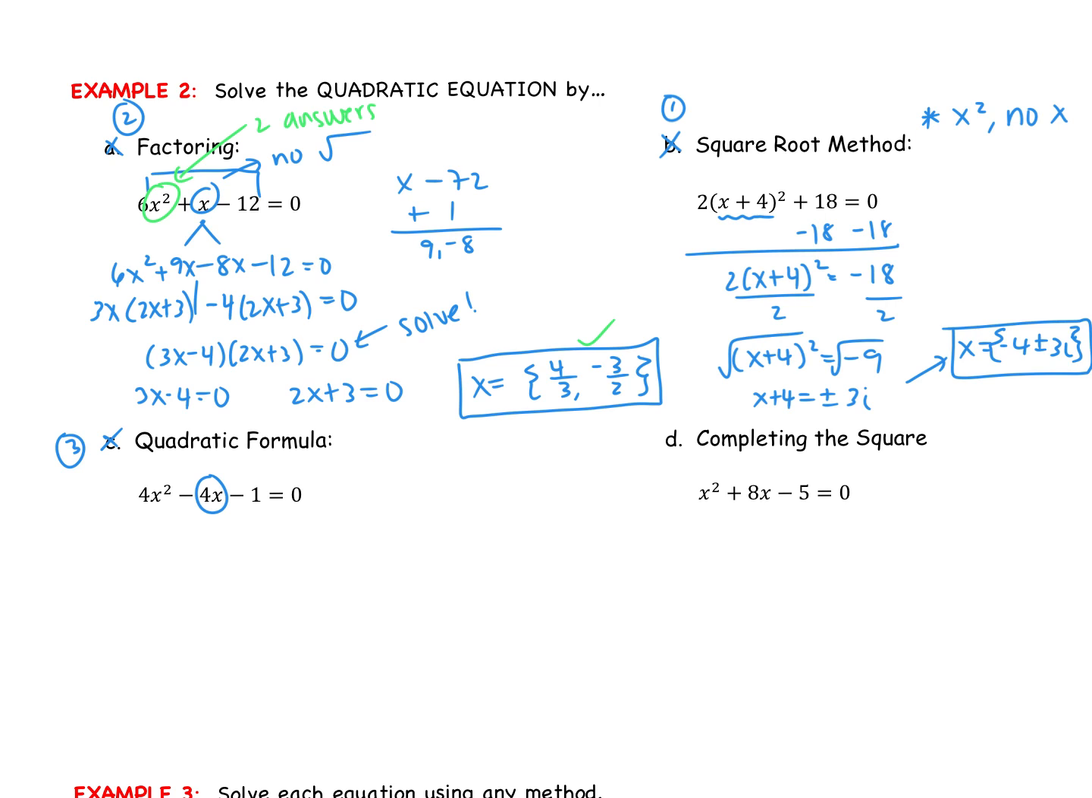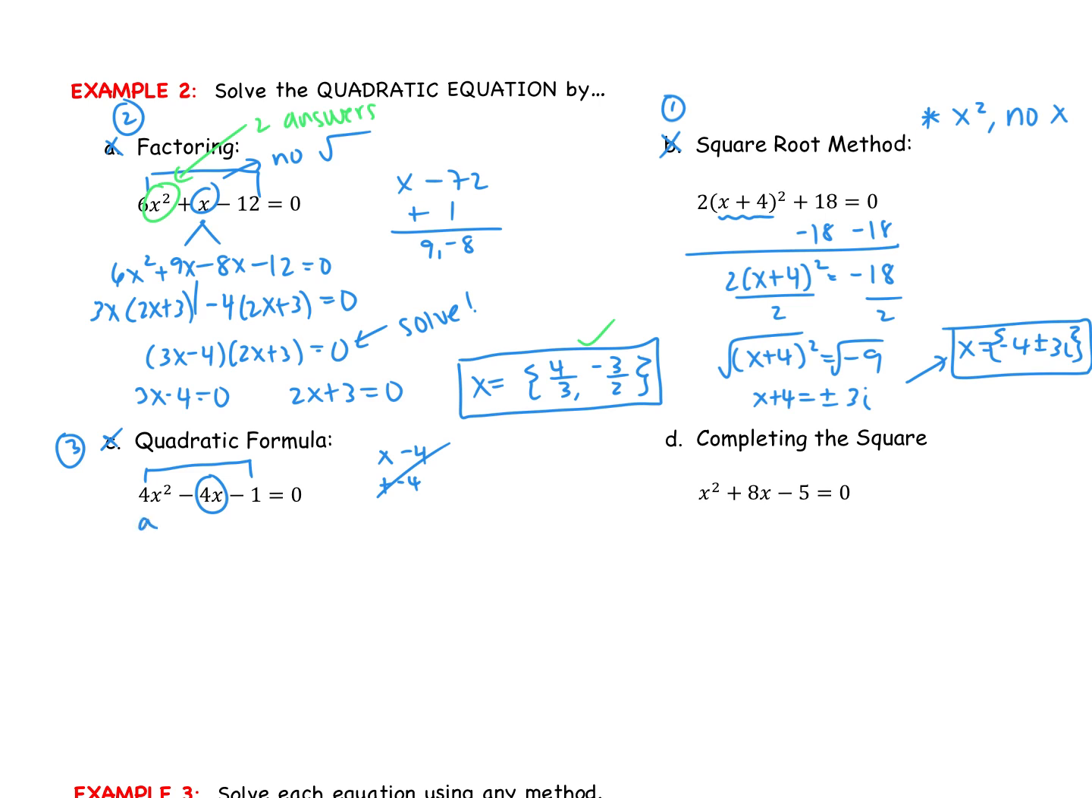Alexia, if we were going to try to factor this, we'd be looking for two numbers that did what? Multiply to -4, add to -4. There are no two such numbers. So we can't use the square root method. We can't factor. We're going to have to do quadratic formula.